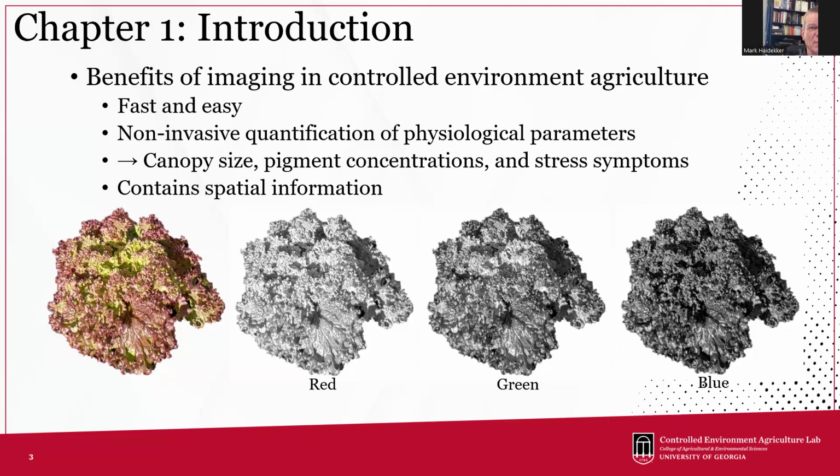And you can use it to quantify an assortment of things. You get your canopy size, your pigment coloration, your concentration, sorry, and then stress symptoms, which often manifest in both pigment concentrations and in the physical manifestation of the plant. And the beautiful thing about using an imaging system rather than just a sensor per se is you can get some spatial information, so you can piece together what's happening, whether you've got localized stuff, and start building from there.